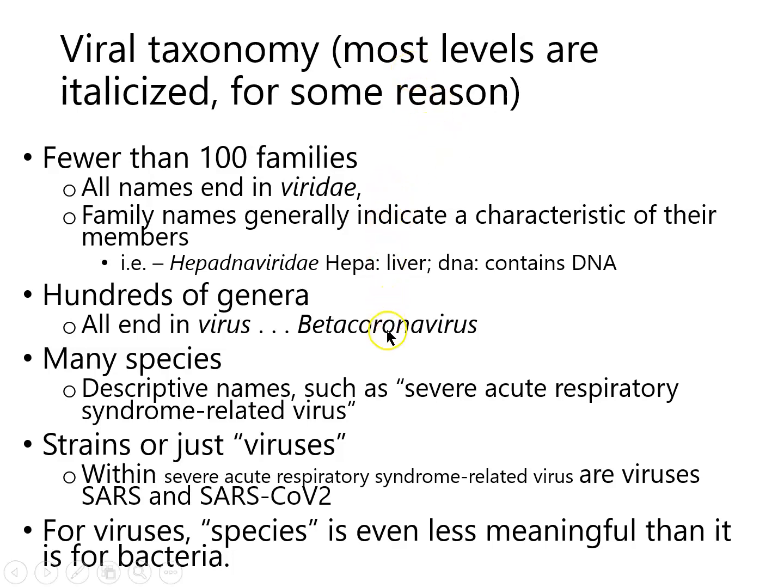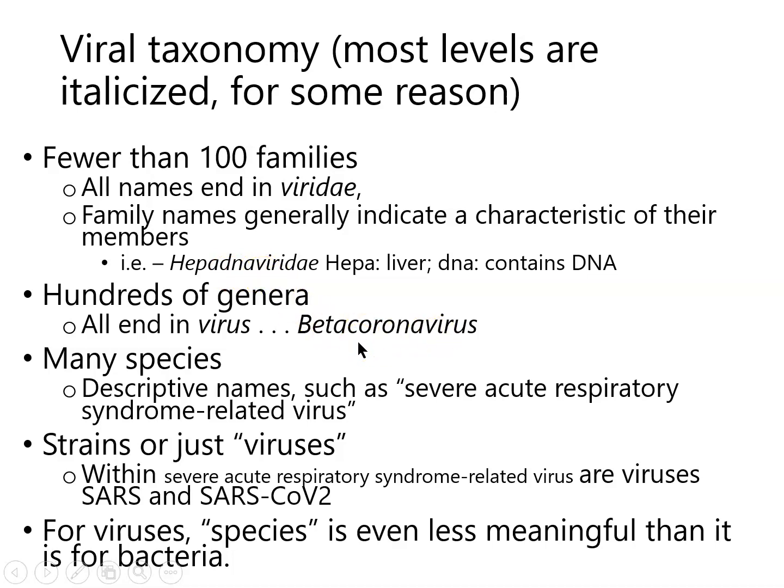So all of those levels are italicized for some reason with the viruses, all the way up from the family names. Those are the biggest names we are ever going to see, down to the genera, and we rarely use these terms, but I looked up SARS-CoV-2. What genus is it in? Well, it's a beta coronavirus, and all genera end in virus. All family names end in viridae. Family names, you'll see, you can learn something about the virus from them, like Hepadnaviridae. These are all liver-infecting DNA genome viruses.